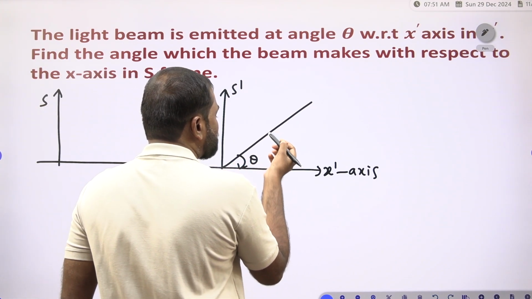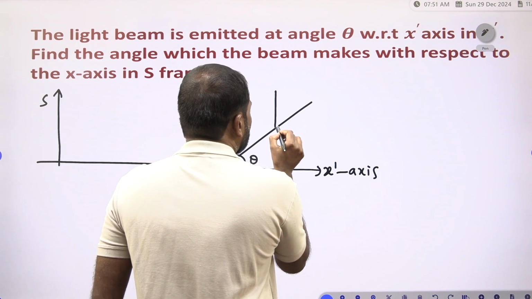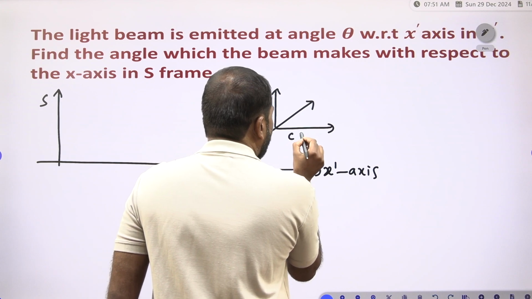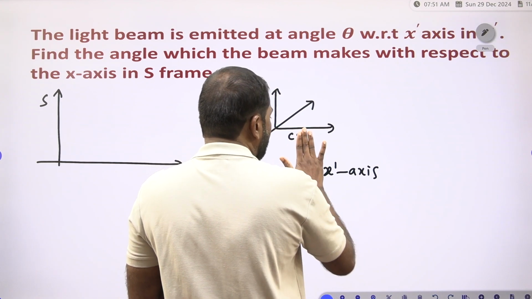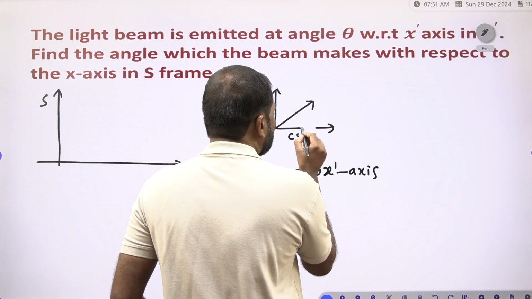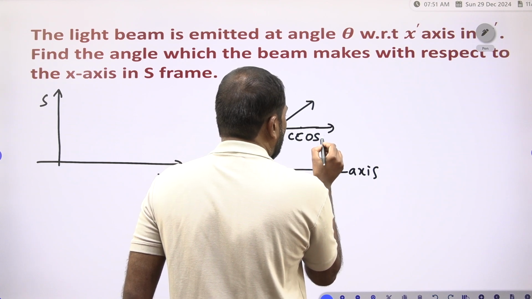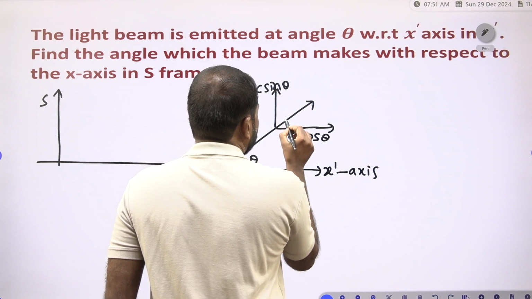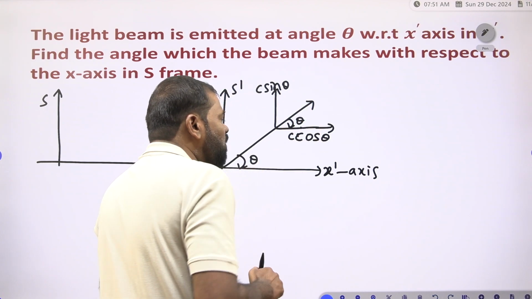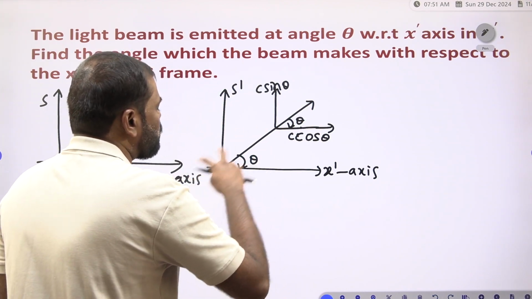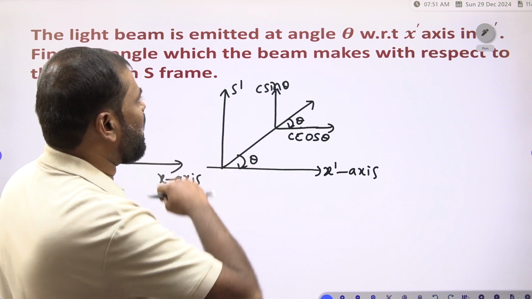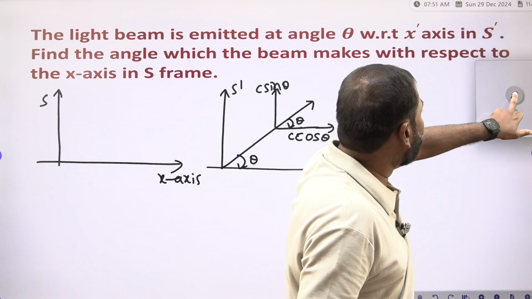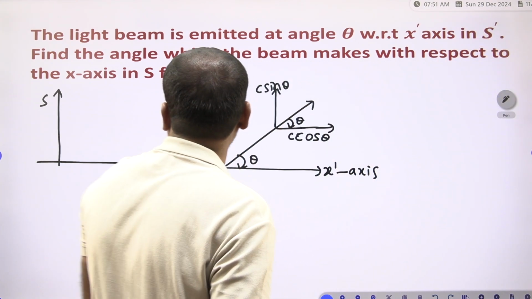with respect to which one? The light beam. That is why we have to take the two components. One is c cos theta, the horizontal component. The vertical component is c sin theta, because it is resolving into the two. So the light beam is moving with velocity c, in which axis? The x dash axis. In which frame? The S dash frame you have to take.